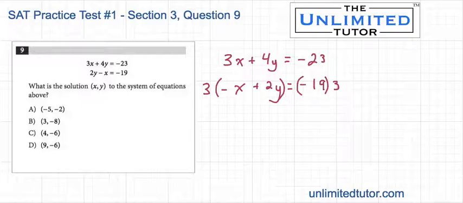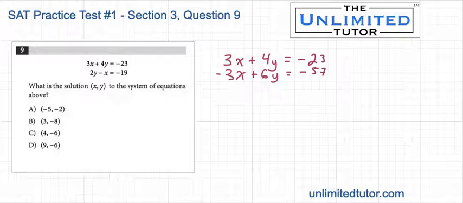I'm going to write that just above the bottom equation so it lines up with the first equation of the system of equations. So 3 times negative x becomes negative 3x. 3 times 2y becomes 6y. And we've got to multiply that 3 on the other side of the equation. Negative 19 times 3 gives us negative 57. All right, I'm going to erase that bottom equation here.